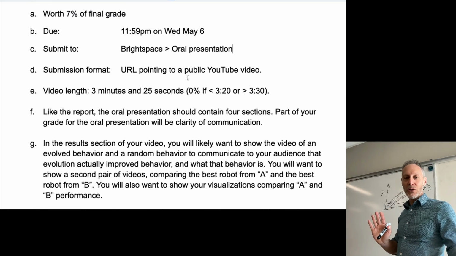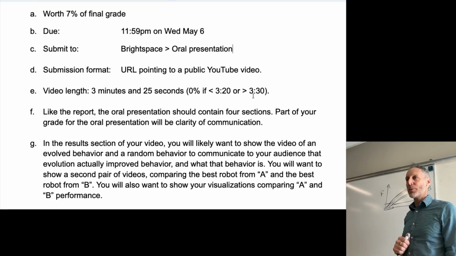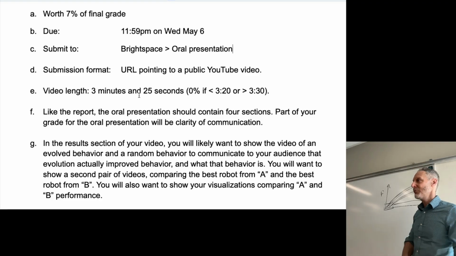You get 0% on your oral presentation if it's shorter than 3 minutes and 20 seconds or longer than 3 minutes and 30 seconds. These seem like arbitrary numbers. The reason why is when all 59 of you submit your 3.5-minute videos after midnight on Wednesday, the TA is going to take all 59 videos and stitch them into one long YouTube playlist.